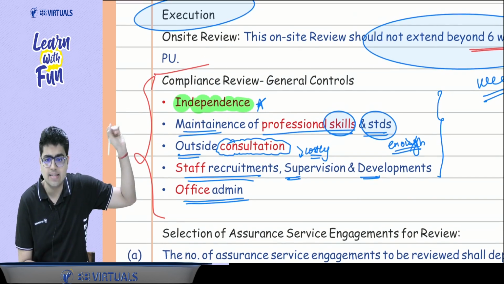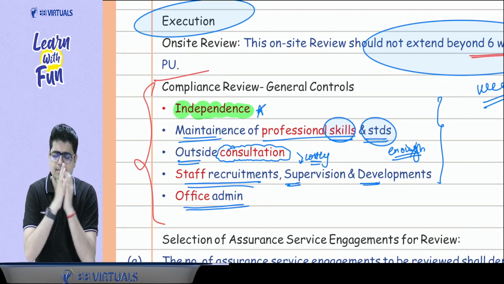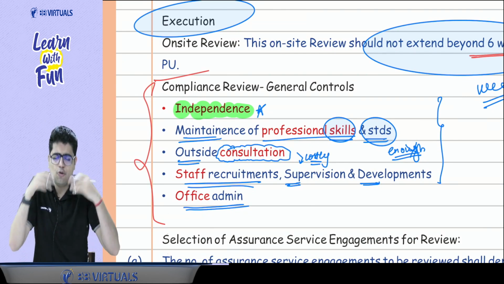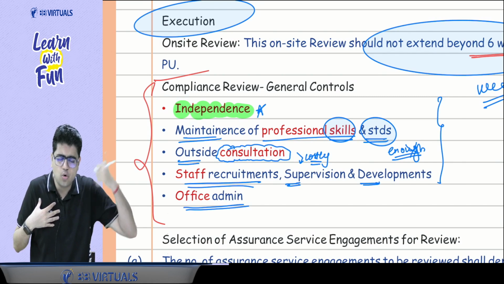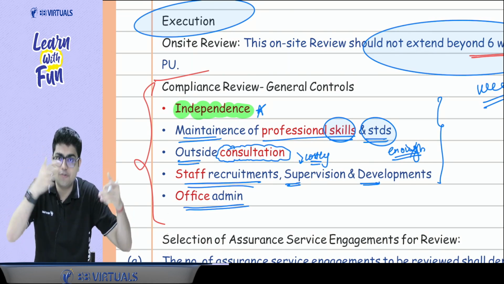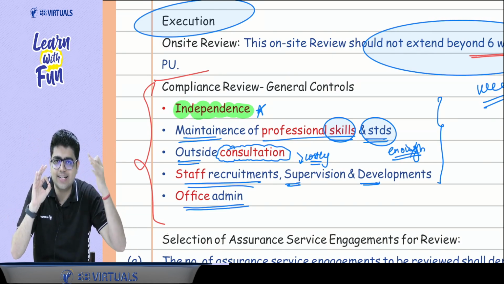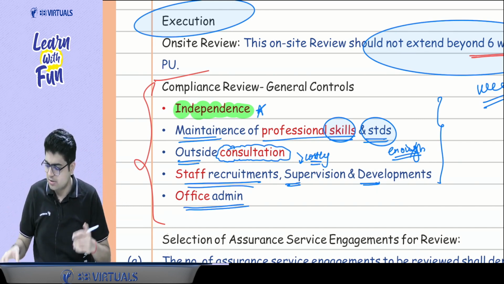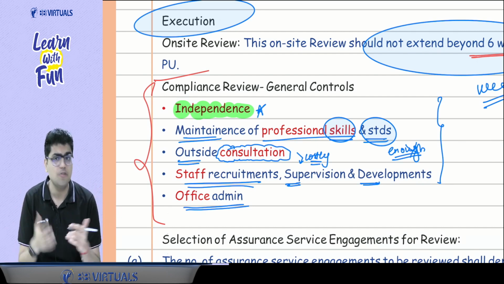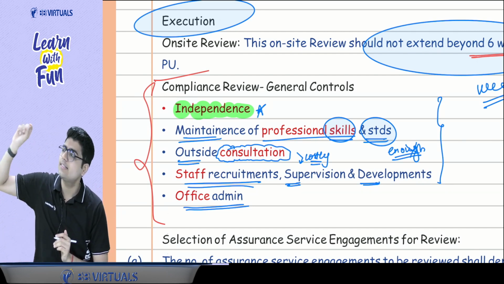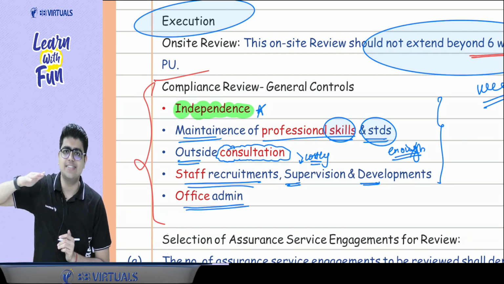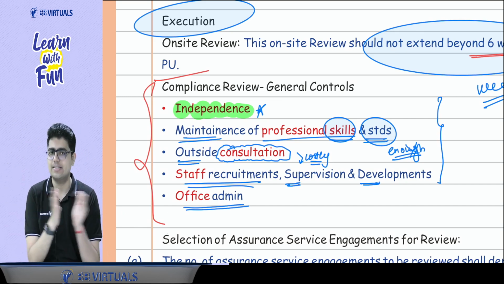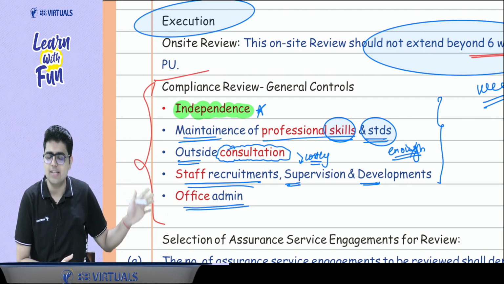Sir, first thing is independence. Without independence, nothing can happen. But with independence, you need to have proper skills and standards. If you feel your skills and standards are not enough, go for an outside consultation. Sir, outside consultation is very costly. It is taking a lot of money from my bank. So in that case, recruit the staff, supervise the staff, develop the staff, and at the end of the day, administer everything, office administration. Did you get the flow of this topic?